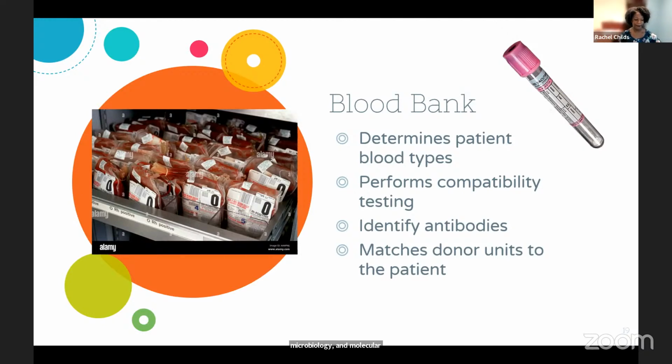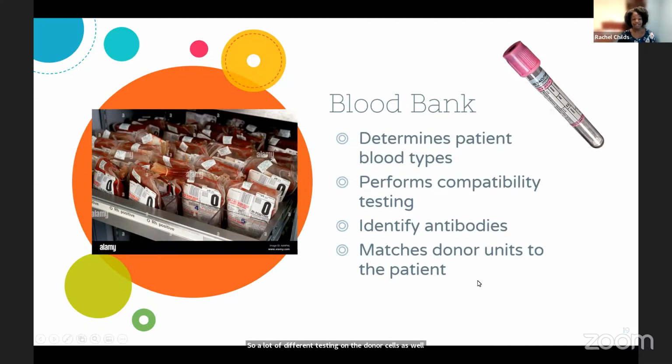First is the blood bank department. This is where we are going to determine patients' blood types. We're going to perform compatibility testing, so to make sure the specific donor blood that we receive from the Red Cross is compatible with that patient receiving that blood product. We also have antibodies that would make the donor red cell unit incompatible with that patient. So a lot of different testing on the donor cells as well as the patient cells.